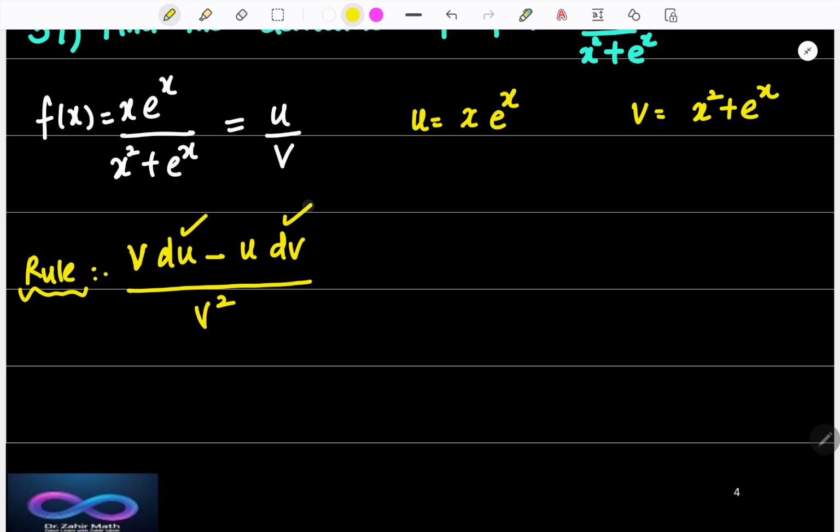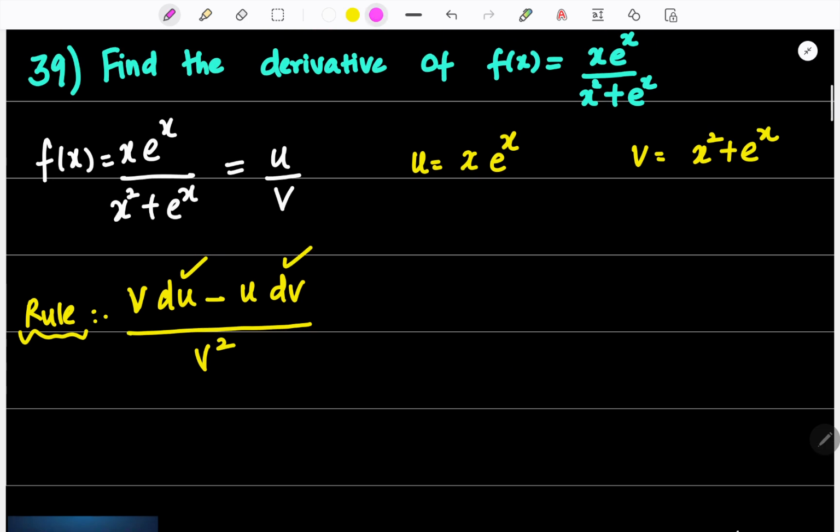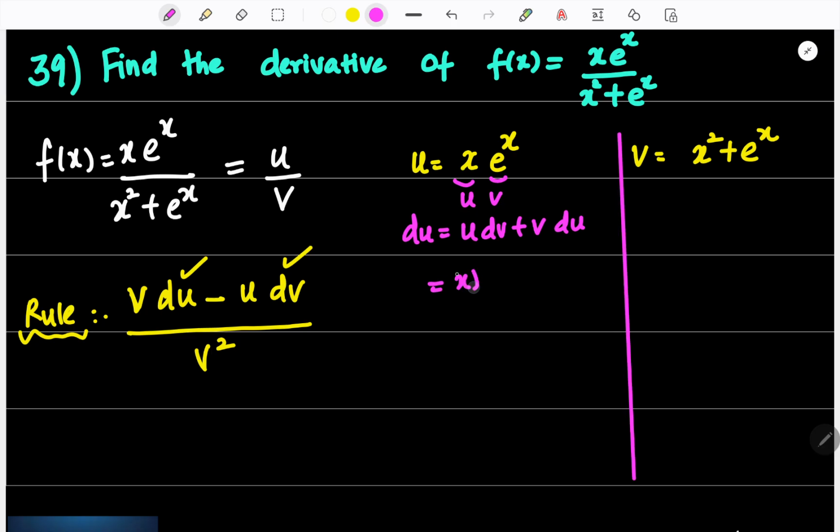So we need du, we need dv, right? So I'm going to calculate du. So du is equal to, look here, again there is a product here. So the product rule I have to apply. What is the product rule? uv: u derivative of v plus v derivative of u. Clear everybody? Right. So this equals u, which is x.